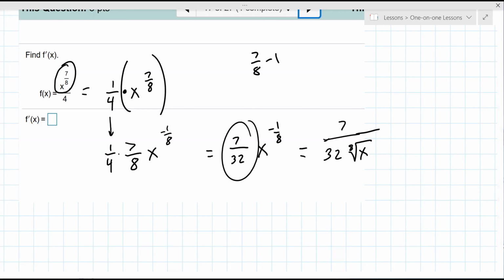So with the decimal that it gives me when I multiply the 1/4 times x to the 7/8, would that be the same decimal as 7 divided by 32? Yes, but you just have to remember to include the x to the -1/8. But it will not like the decimal. You will not get any credit for it. Right, okay.